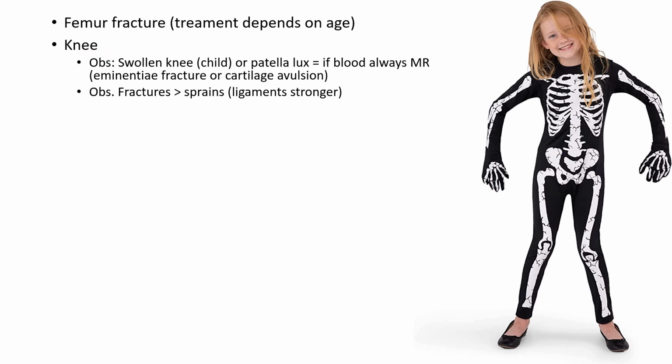All right, knee. We talked about if you have a swollen knee with a child, like a traumatic swollen knee, or you had a patella luxation with a swollen knee, you need to either just order an MRI within 5 to 10 days because it might be an eminentia fracture or a collar fracture, or if you want to be more specific right away, you have to put a needle into the joint to see if there's blood. If there's blood, then you need to order the MRI.